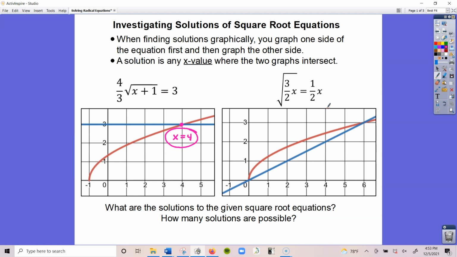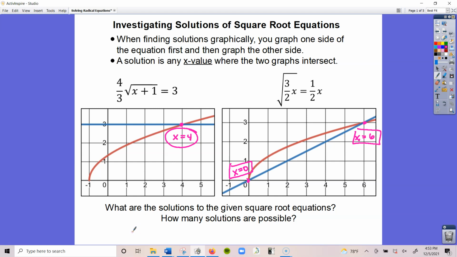Now if I look at this one, we have the square root of 3 over 2 x is equal to 1/2 x. Again, the left side of this equation, the square root of 3 over 2 x, that's the red, that's my radical. And then 1/2 x is a line, so that's the blue line here. In this one, we actually have 2 points of intersection: here at x equals 0, and here at x equals 6. So these are my two solutions.